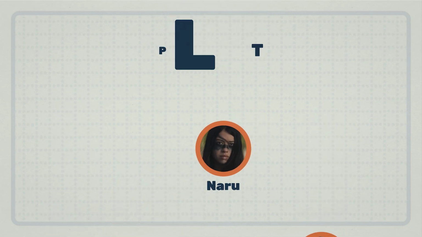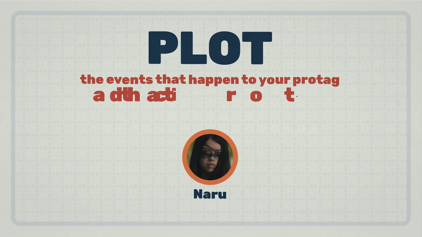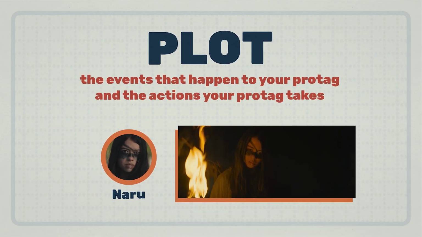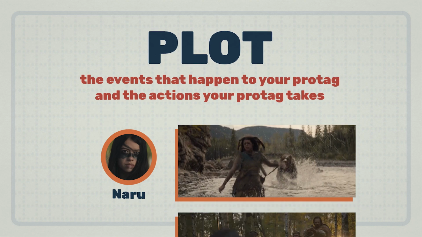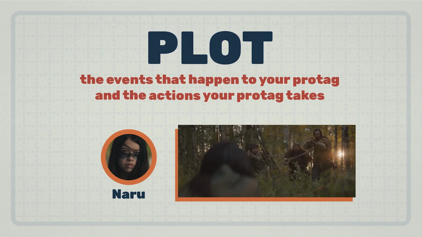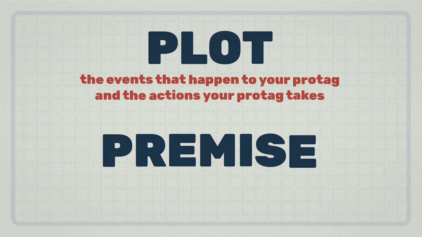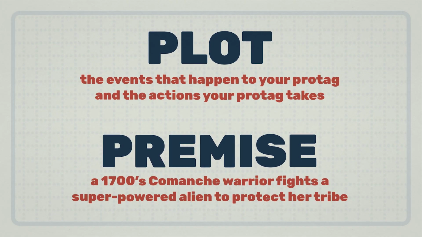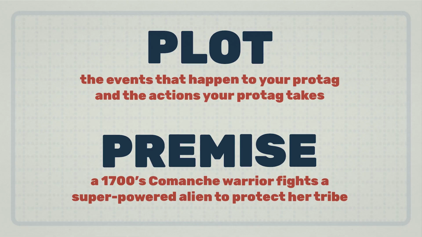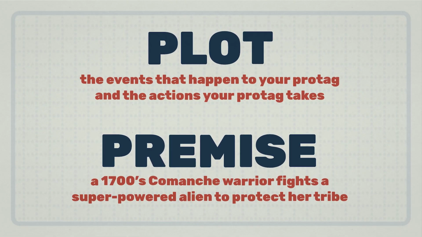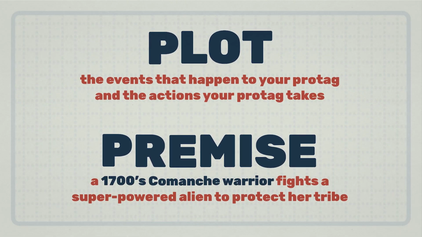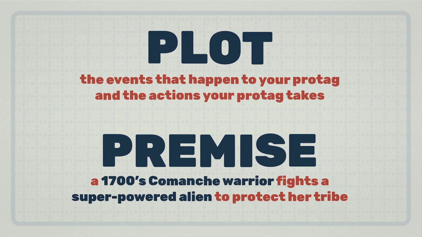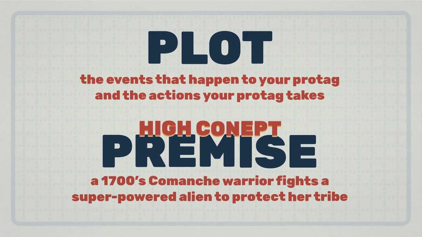To start, the plot is all of the events that happen to your protag and the actions your protag takes. In this case, that includes everything from Naru finding a skinned snake, to fighting a bear, to being caught by French colonists. If we were to boil this down into a premise or logline, we could say something like, a 1700s Comanche warrior fights a superpowered alien to protect her tribe. Notice the inherent juxtaposition between a 1700s warrior and a superpowered alien, and how compelling they are when put together. This premise is definitely high concept.